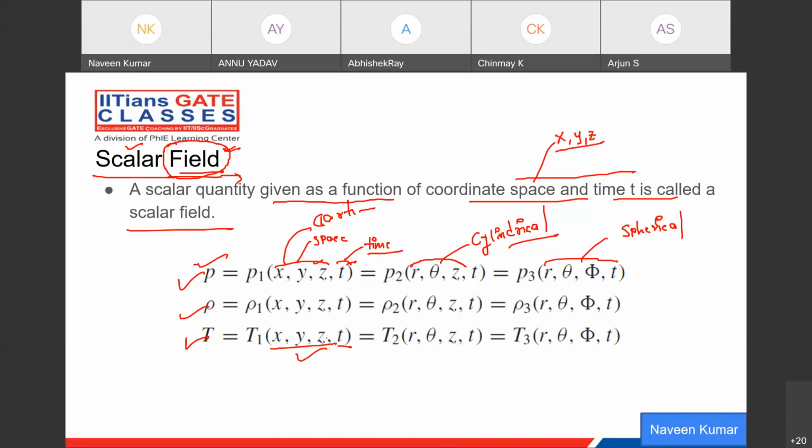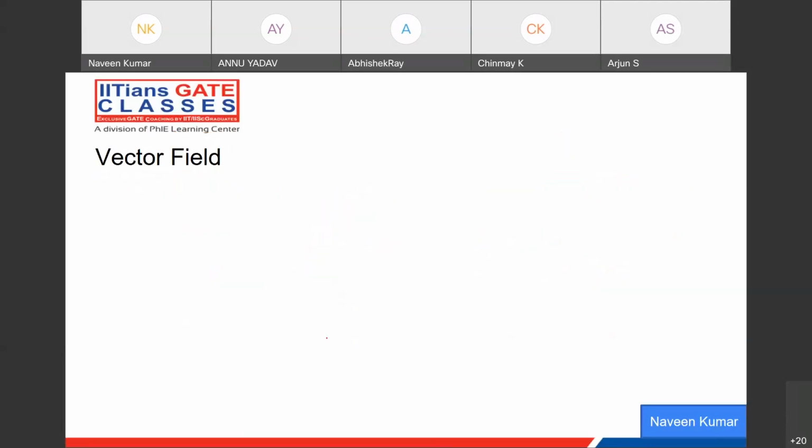Similarly, we can define the vector field also. How can you define the vector field? Any vector which is a function of space and time. Very good, yes, that is the vector field. Any vector quantity that is a function of space and time, that's it. That is the vector field.